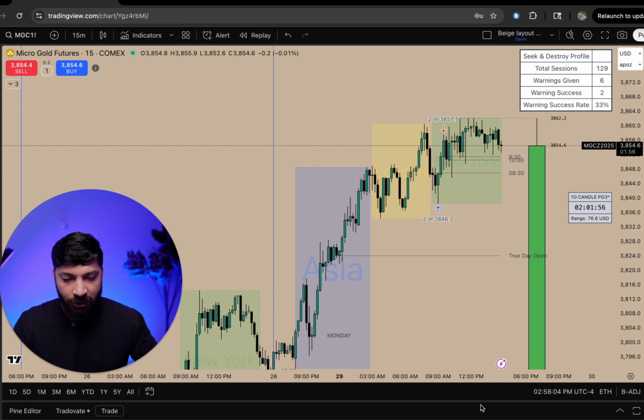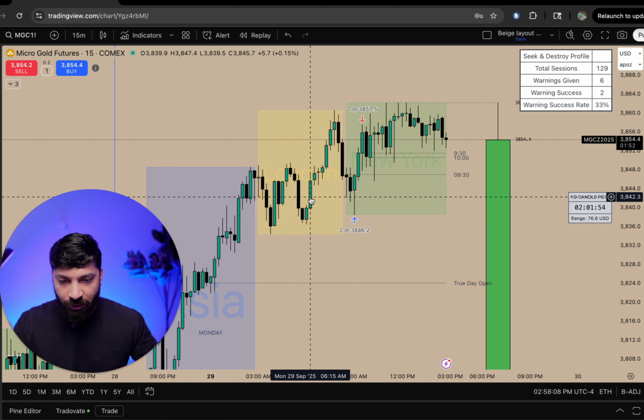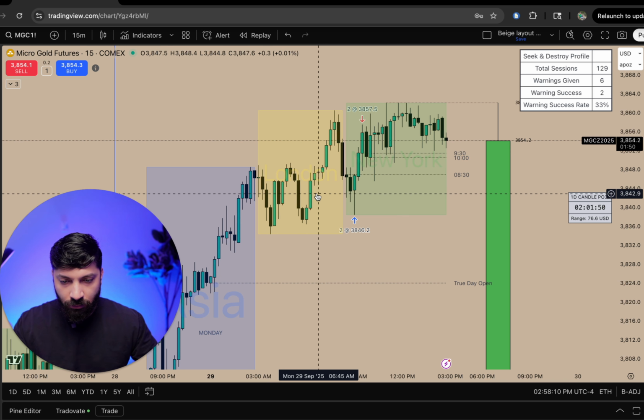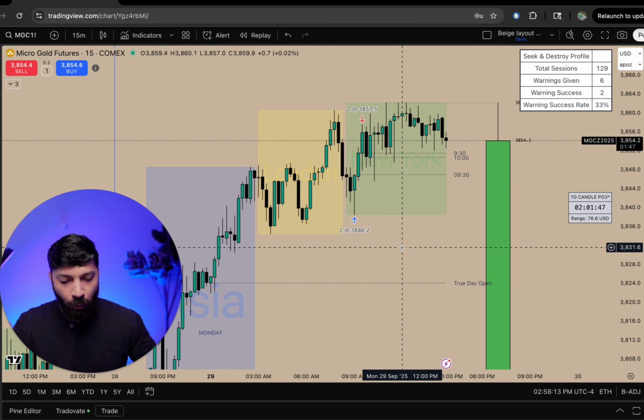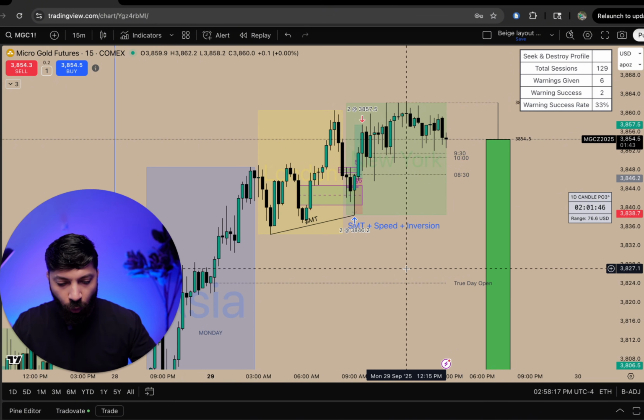So when I came to the session, it was around 9 a.m. New York time, and we were trading into this 15-minute fair value gap. Now, what caught my attention here in the AM session was that we actually formed an SMT with the correlating asset of silver.